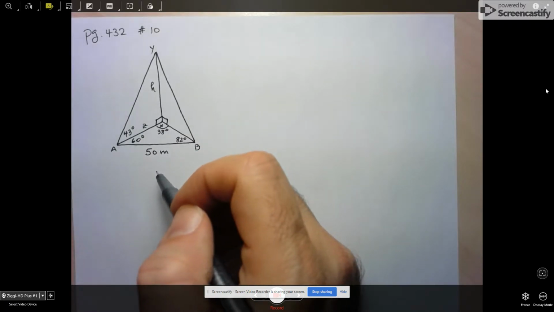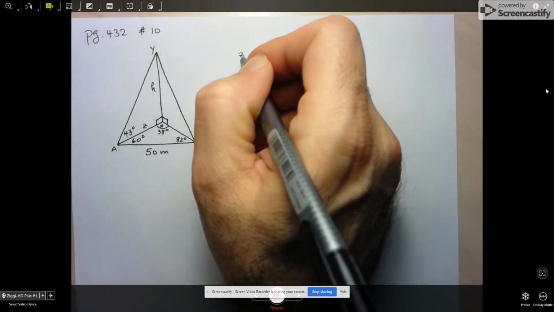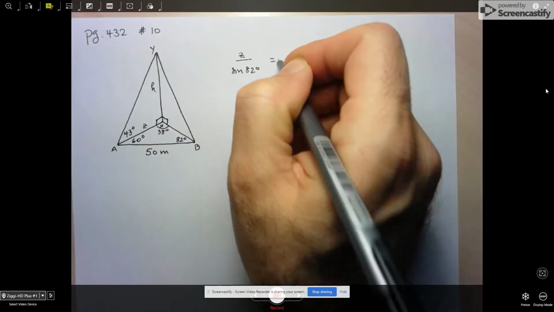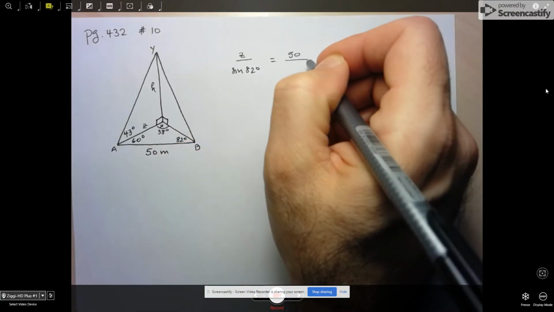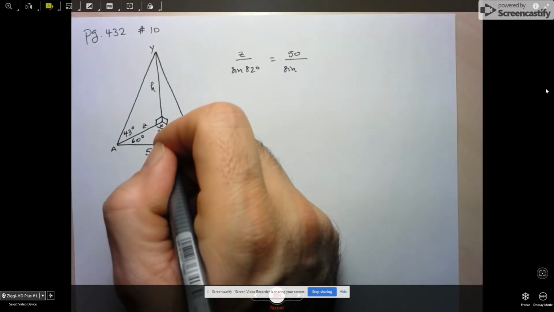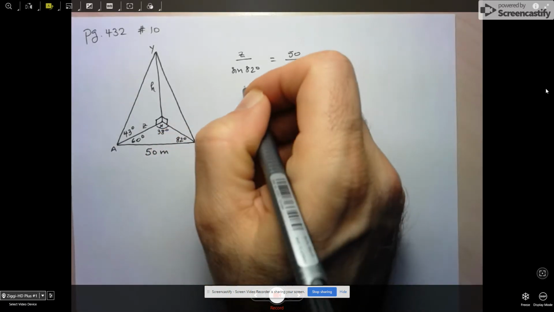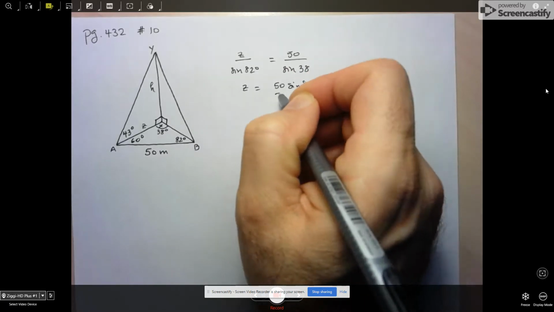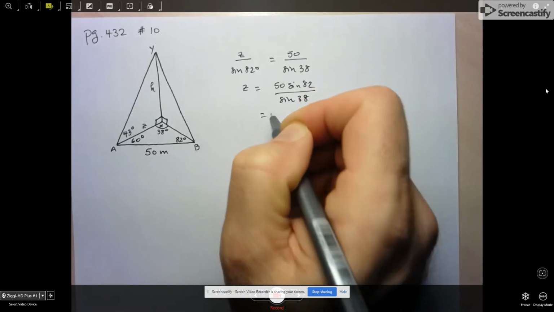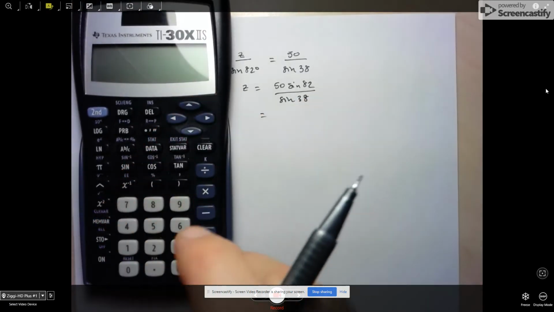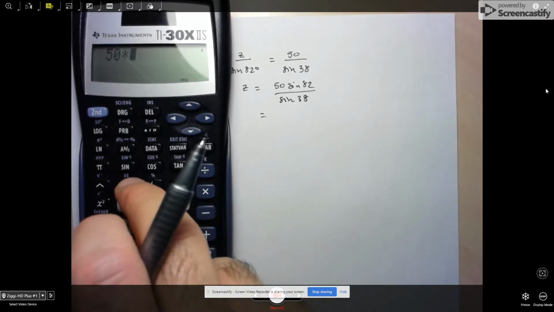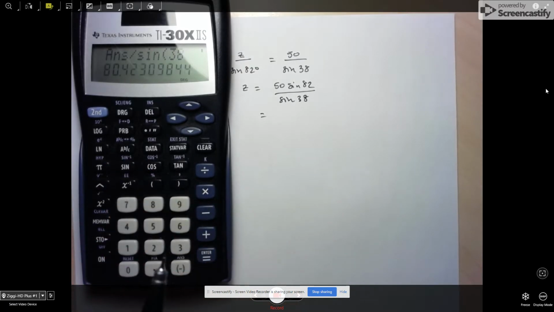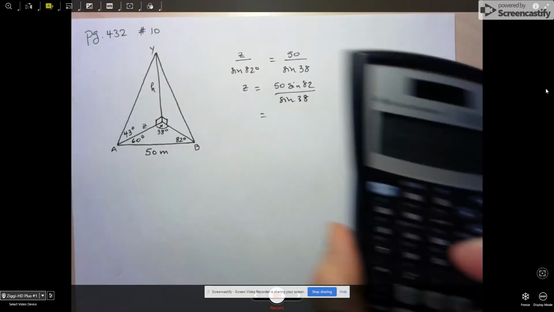So let's do that here. So I'm looking for z, so I'm going to do z divided by the sine of its opposite angle, 82 degrees, is equal to 50 over the sine of its opposite angle, which is 38. And now I can just solve for z very easily. So that's 50 sine 82 over sine 38. And so let's get our calculator and do that. 50 times sine 82 divided by sine 38, and we get 80.42.